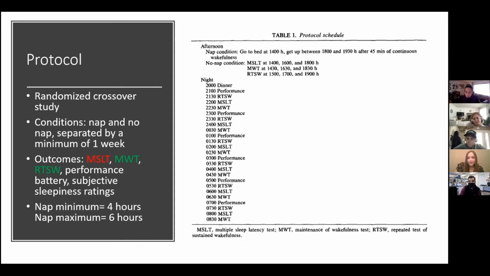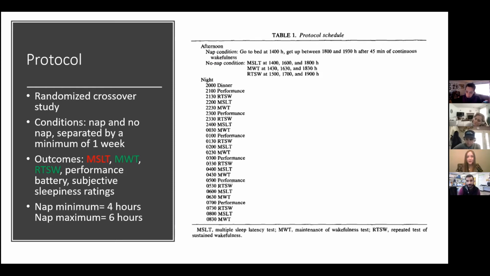Hey Shannon, I got a quick question. The MSLT is to determine sleep latency. In a normal population, do you normally fall asleep in 20 minutes of lying in a dimly lit room? Is that sort of the baseline? Sorry, can you repeat your question? You're asking if a healthy, normal population would fall asleep in that 20 minutes?